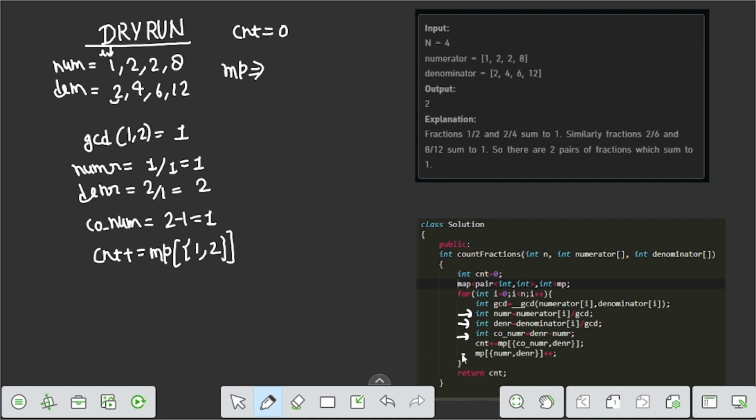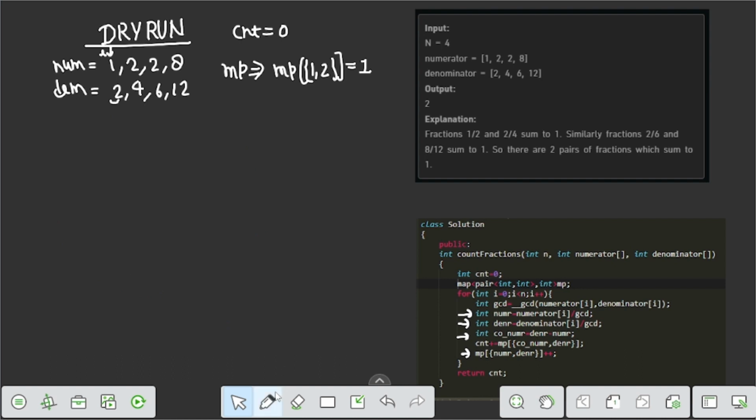Now the last step is to increase the map count for the numerator and denominator. So the map of 1 comma 2 is increased and the count becomes 1. So in the next iteration, we delete this, and the next iteration, i goes to here.